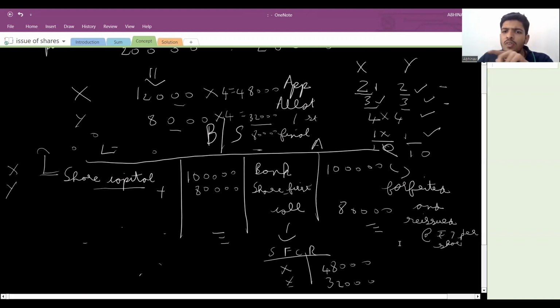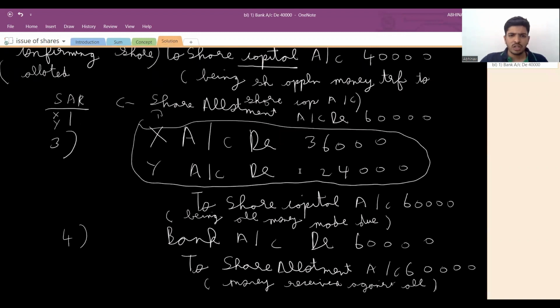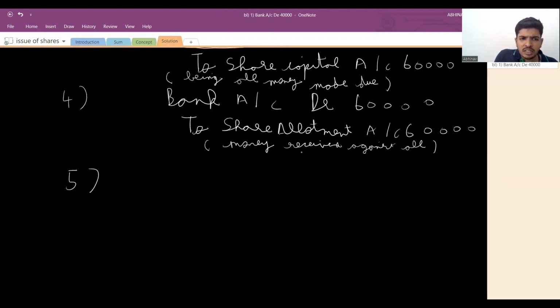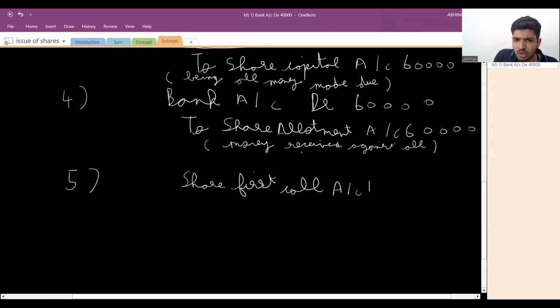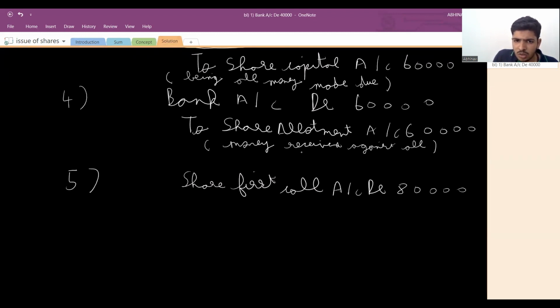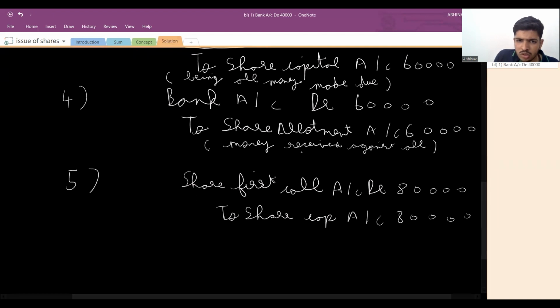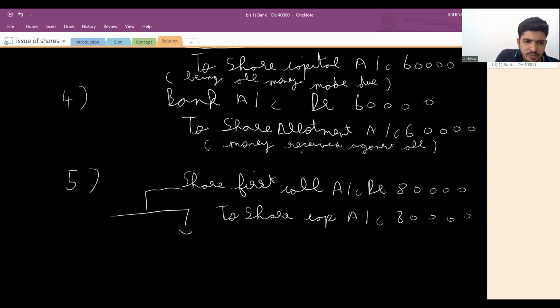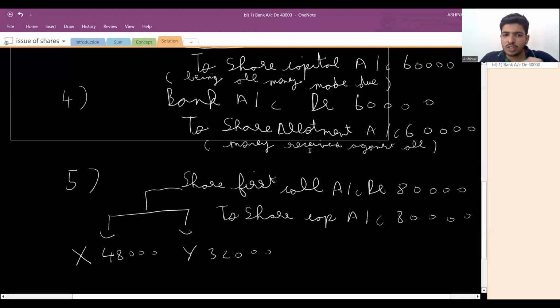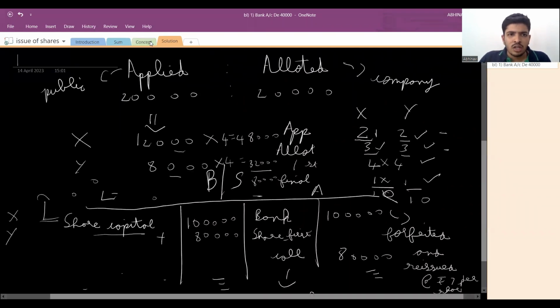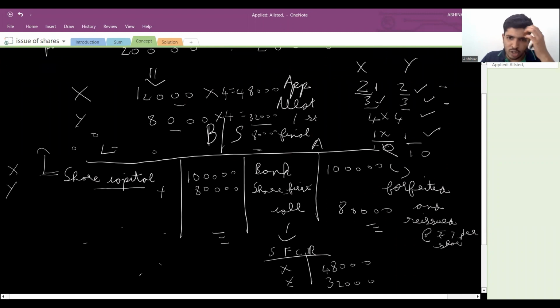Now let's go to the journal entry, then I'll explain this concept further. Now, fifth point, same as the fourth point: the entry for making it due. How do you make it due? Share first call account debit 80,000 to share capital account 80,000. Now, for conceptual sake, I'm going to mention it like this: out of the 80,000, X needs to pay 48,000 and Y is due 32,000. You don't need to mention this in the exam, but for conceptual clarity of the next entry, I have written this. Now this is the net impact. This is the entry to make the installment due.